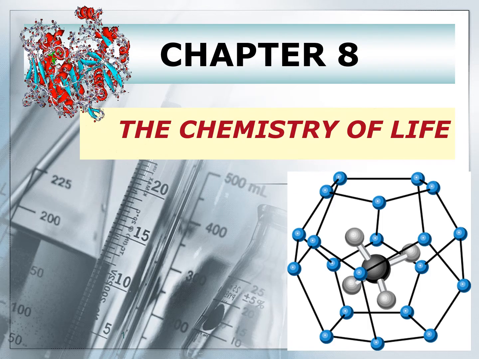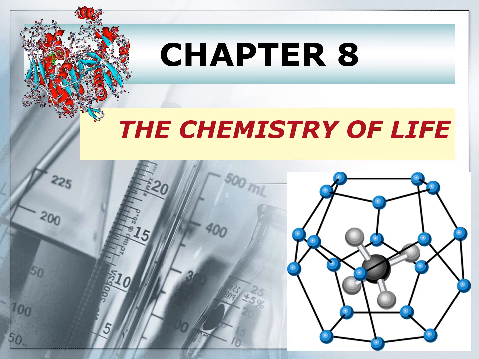Chapter 8 is on Chemistry of Life. This chapter is a combination between organic chemistry and biochemistry. Organic chemistry is a study of carbon-containing compounds. These compounds could only be formed by living systems, while biochemistry is a study of chemistry of living species.